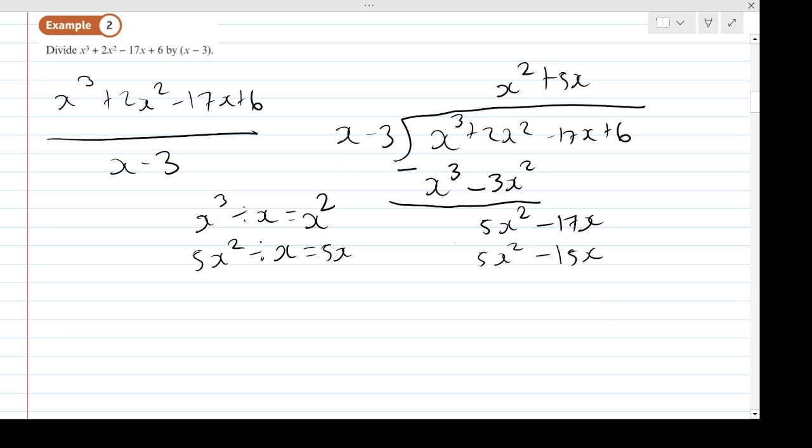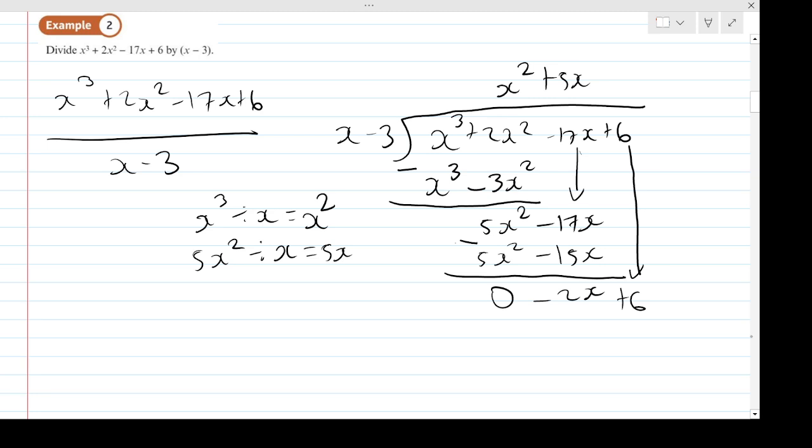And then we're going to take them away. So 5x squared take away 5x squared will get me 0, because that's what I want. I want 0x squared now. And then I have minus 17x take away minus 15x. Well, that would be a double negative, so it'd be minus 17x add 15x, that'd be minus 2x there. And then I want to bring down the next number down here. There we are. And so I have minus 2x add 6.